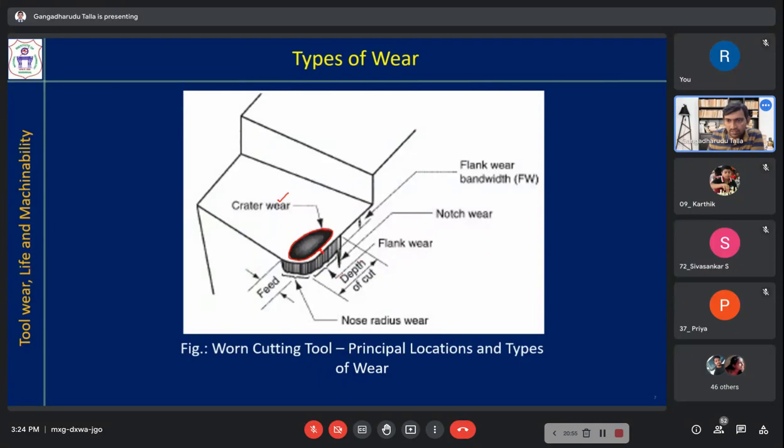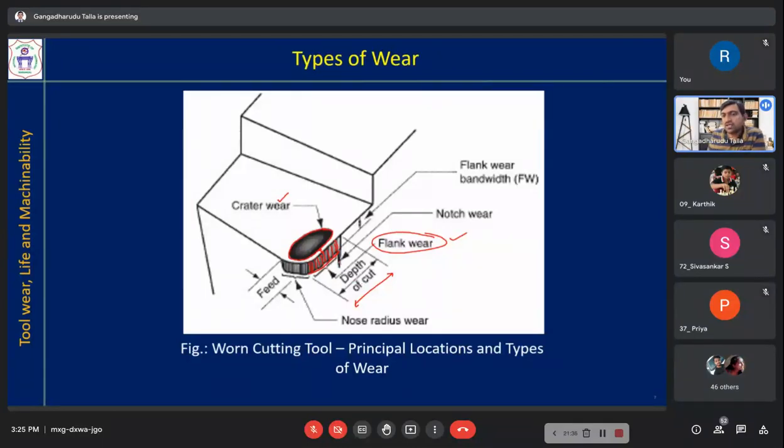Now another is flank wear. Flank wear you see from this region up to this, this black portion, is all flank wear. This is on the flank surface of the cutting tool. This starts from the cutting edge itself, and the length of the flank wear depends on the depth of cut that you are using.